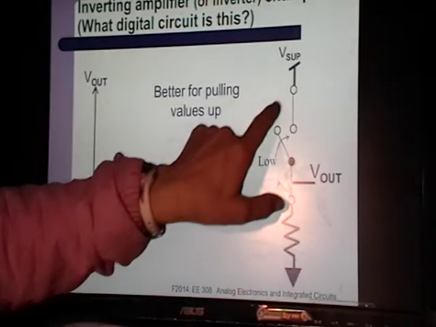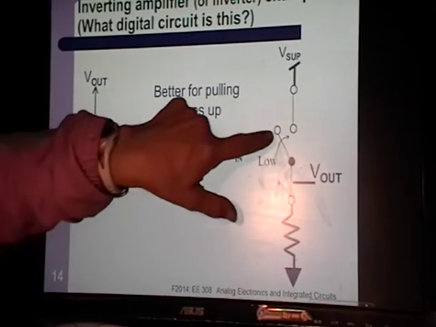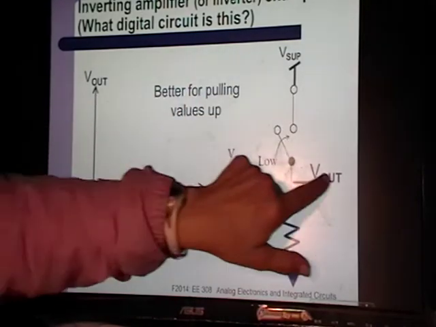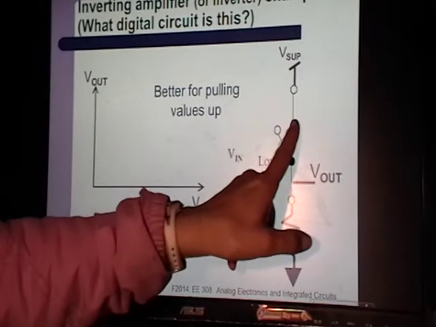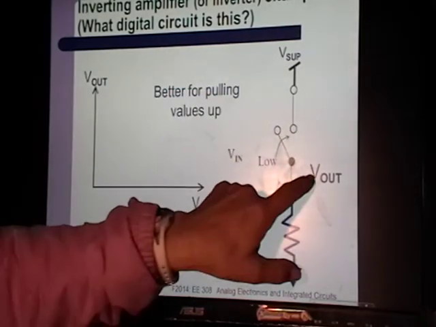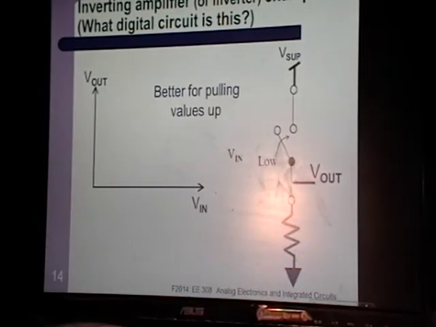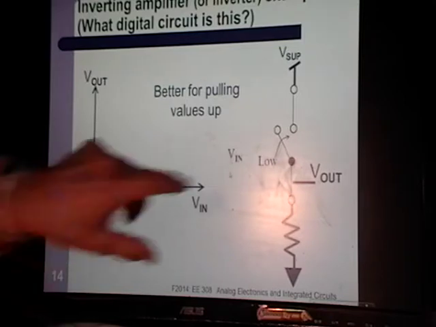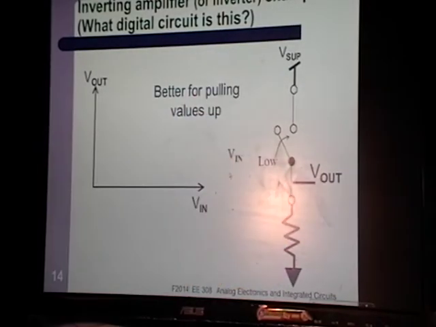All right, now we've got a PNP device. So when I give it a low voltage here, that's when this conducts. When it's low, this closes and connects V out to supply. When it's high, this opens, and now V out is connected to ground through a resistor. Again, when you're trying to figure out what a circuit does, it's good to do extremes. So let's try V in low. When V in is low, this closes, V out is connected to supply. Now for the other extreme, when V in is high, this is open, V out is connected to ground through a resistor, and you get low.